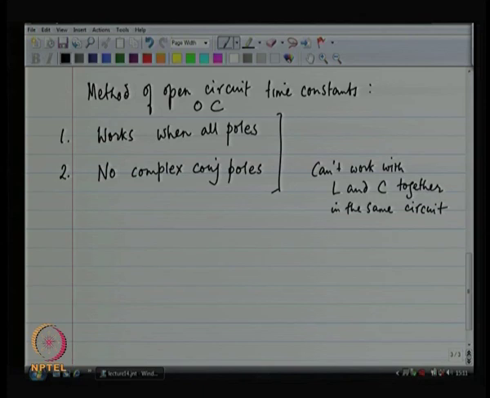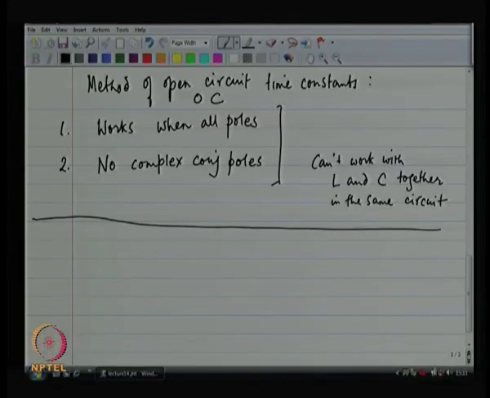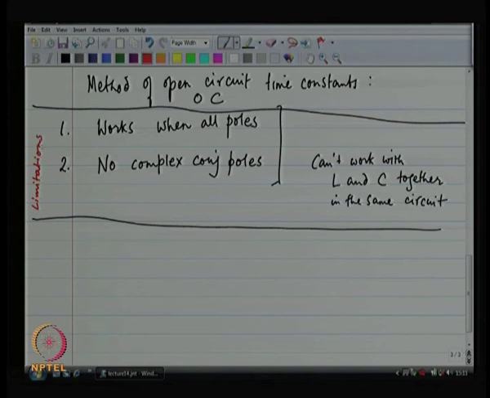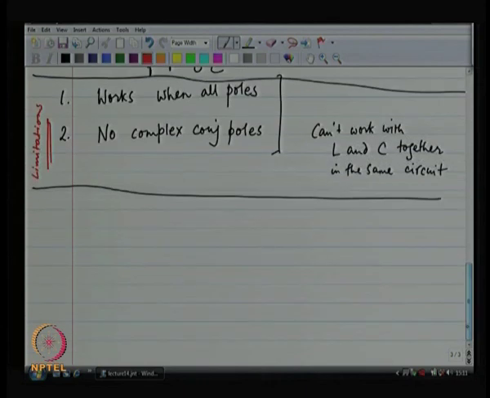Since our MOSFET has a lot of capacitors, this basically means that as soon as I put an inductor over there, I most probably won't be able to work with open circuit time constants anymore. It is not going to give me the most accurate result anymore. All right. So these are the limitations. The plus points are, of course, that it is very quick for hand computations, and it is very accurate. Usually, if you abide by these rules, it is very accurate.